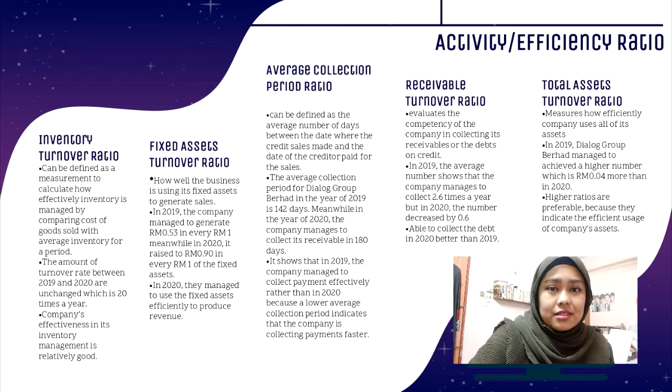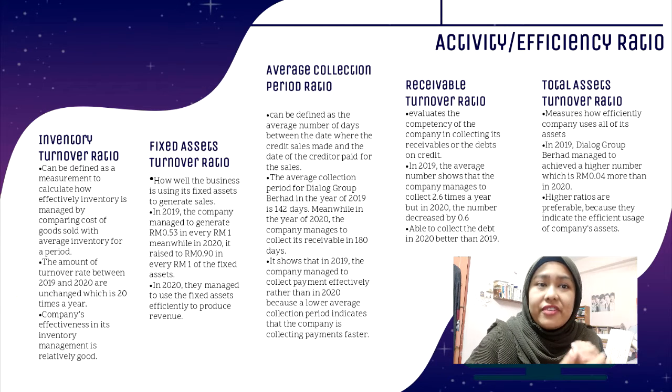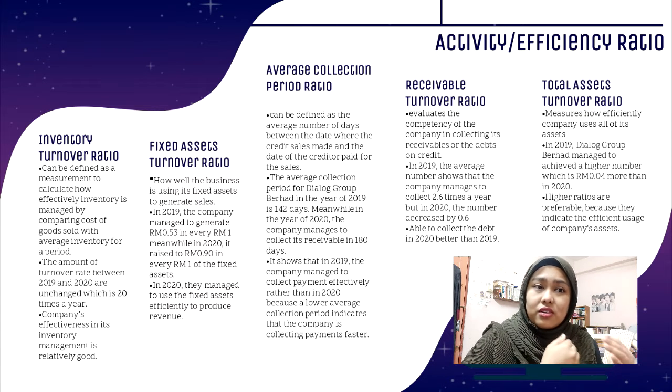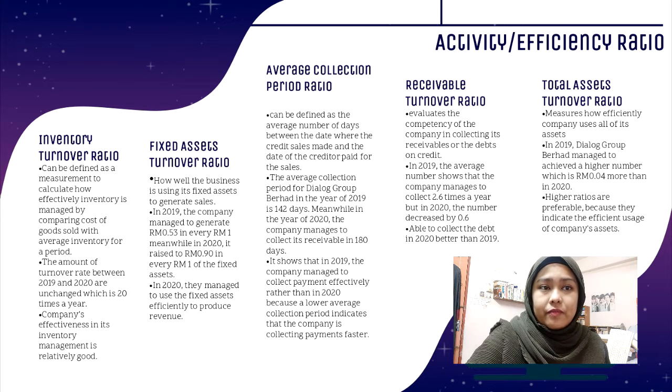Not only that, this ratio also acts as a measurement to recognize the stability and full utilization of the company's assets for their business process. First, we have inventory turnover rate. The inventory turnover rate is an efficiency ratio that shows how effectively inventory is managed by comparing cost of goods sold with average inventory for a period. This measures how many times average inventory is turned or sold during a period.